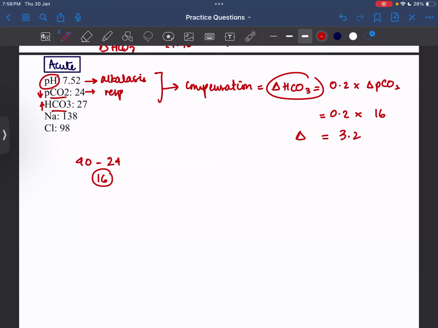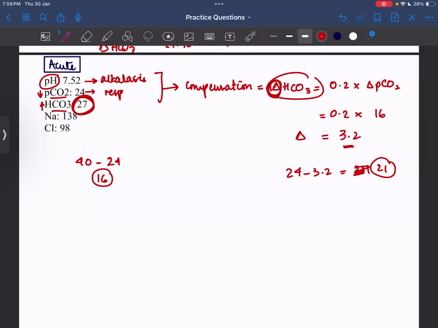Okay, so this is the change that we're expecting. Now, if we already have respiratory alkalosis, we're expecting the bicarb to go low, right? So 24, again, this is delta. Delta means change. The change is 3.2. So 24 minus 3.2, because we're expecting a decrease, would be close to 21. We're expecting it to be 21. It is not 21. The actual bicarb is 27. It's actually much higher than 21. That means that this is not compensation. This is a whole separate disorder on its own.